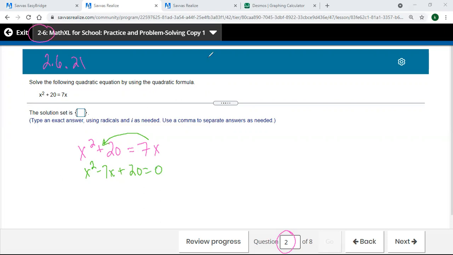So now, because I don't have a coefficient on my x squared, just a reminder, that means it's 1 times that. So a is 1, b is -7, and c is 20. And so now, quadratic formula. Again, x equals -b plus or minus the square root of b squared minus 4ac all over 2a.